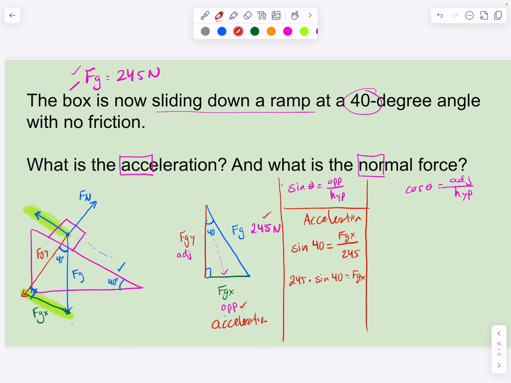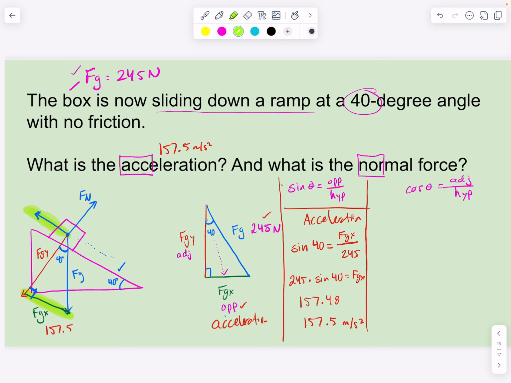And when I do 245 times the sine of 40, I come up with 157.48, or if you round that to the nearest tenth, 157.5 meters per second squared. So that's my acceleration, because this value here is 157.5. So that's my acceleration, 157.5 meters per second squared.